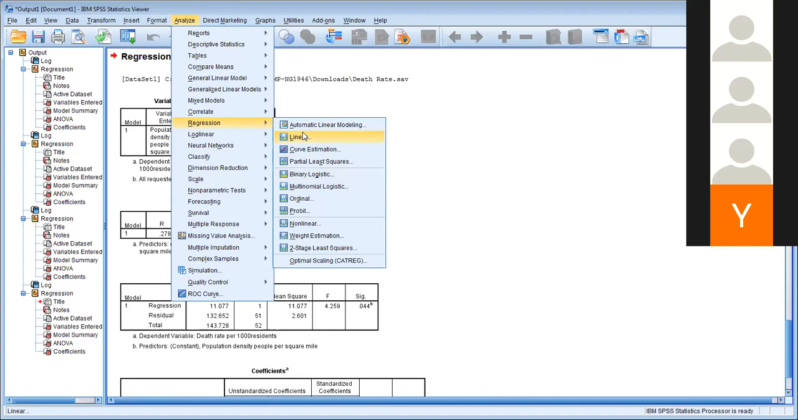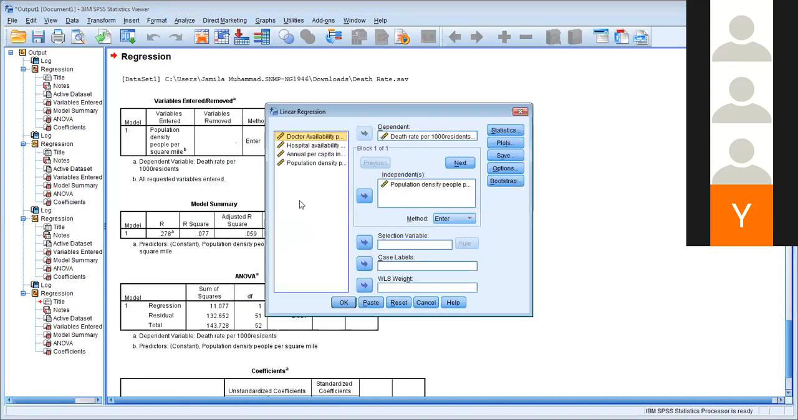I've always wanted to learn this thing. Linear. Click on it. Okay. Now don't remove population now. Now press enter. All of them. Press enter.